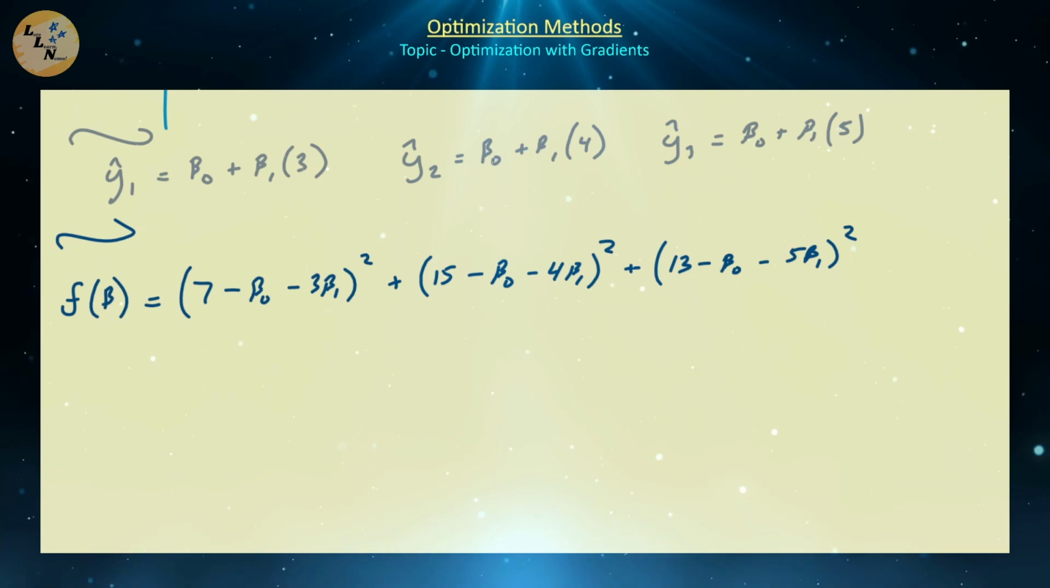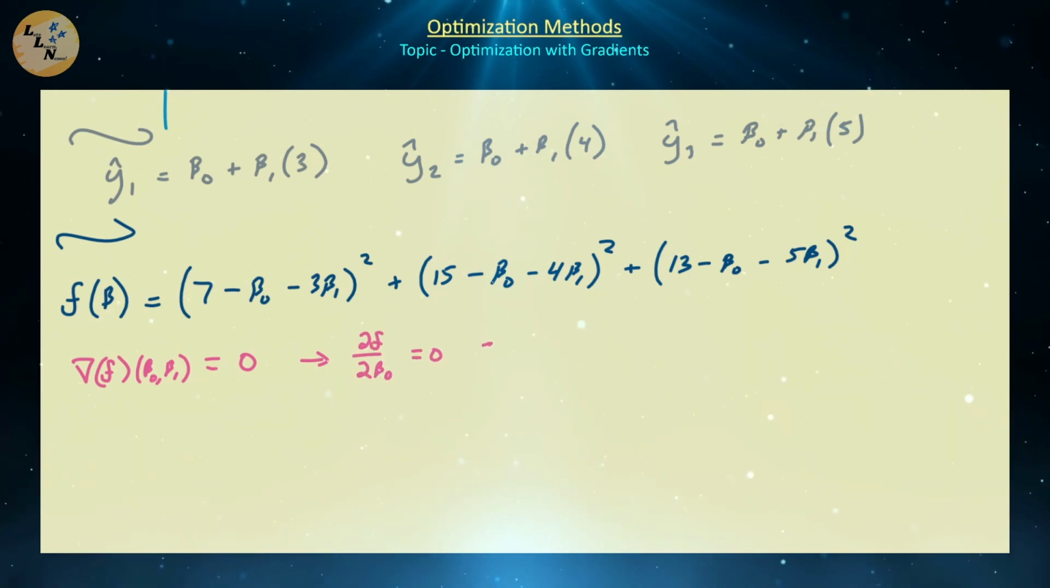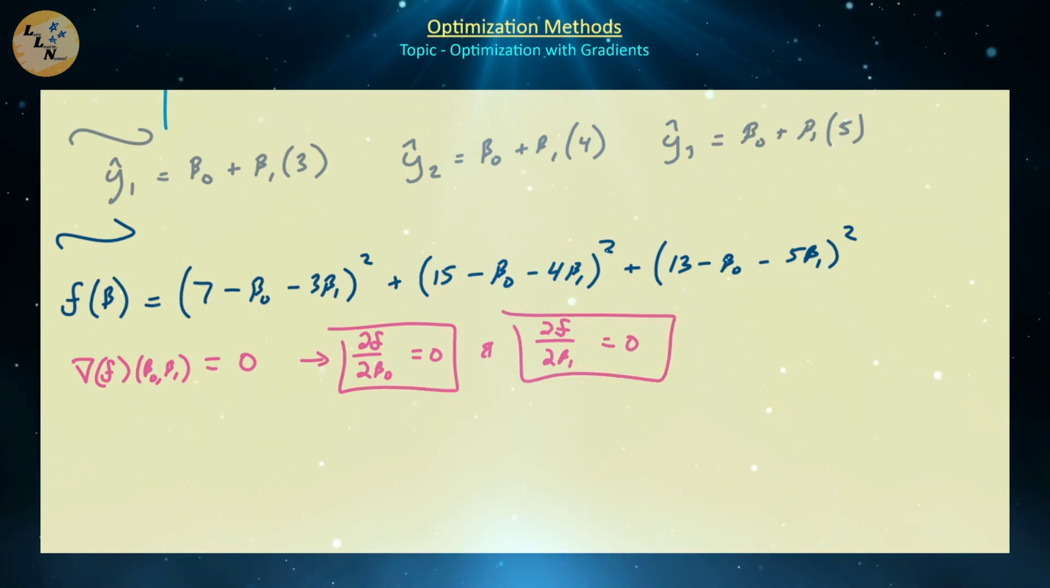So we need to take the gradient of this function and set it equal to 0. So the gradient of this function at, say, beta 0, beta 1 must be equal to 0. This implies that the partial derivative of f with respect to beta 0 must be equal to 0, and the partial derivative of f with respect to beta 1 must be equal to 0 as well. Then we're going to have a 2x2 system of equations, solve it for beta 0 and beta 1, and that's going to give us our parameters for a line of best fit, and then we can find the sum of squared residuals associated to that minimization problem.